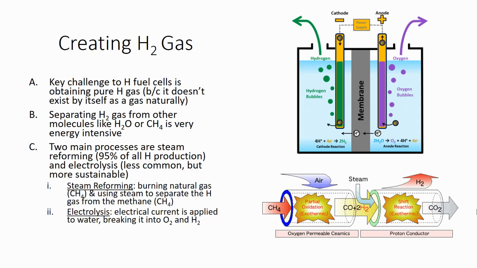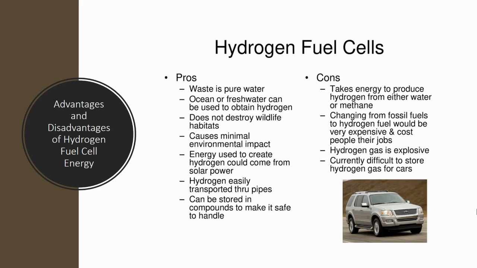There's 2 main processes in which we can do that, and that is steam reforming. So we actually burn natural gas. We use the steam to then separate the hydrogen from the methane. But remember, when we do that, we're then producing carbon. Or we can use electrolysis, and that's going to send an electrical current into that water, breaking the oxygen and the hydrogens. So remember, this process takes a lot of energy. It can be quite expensive.